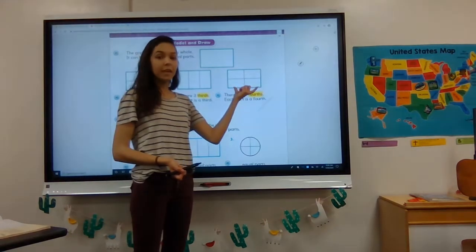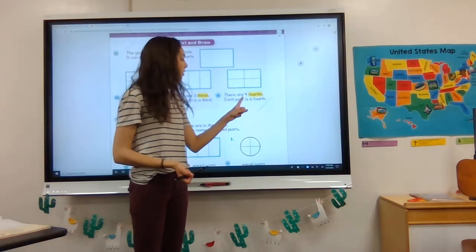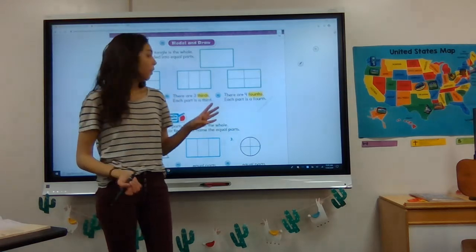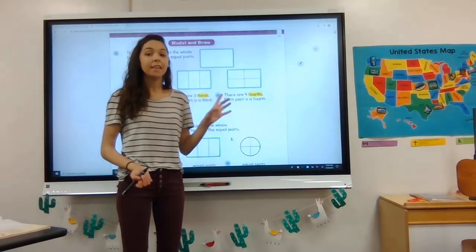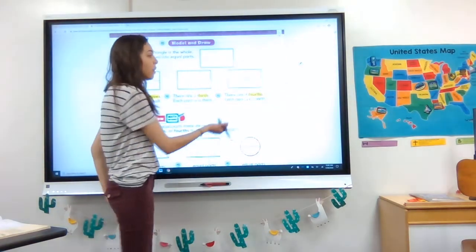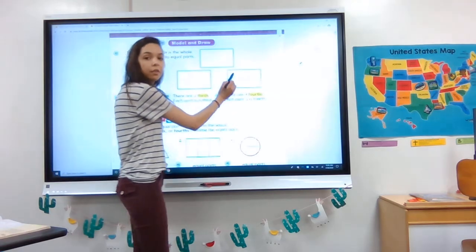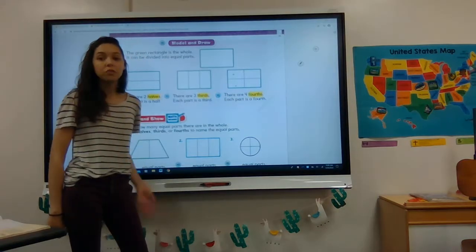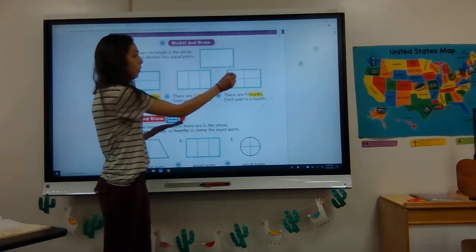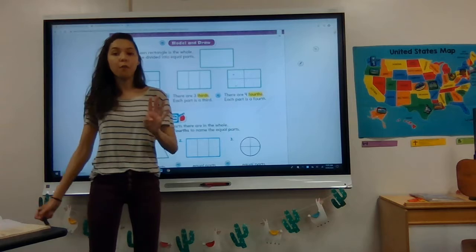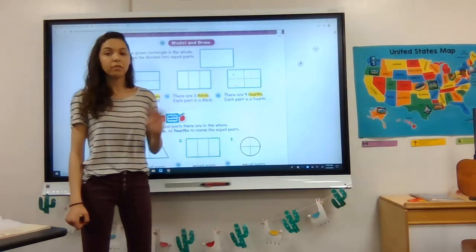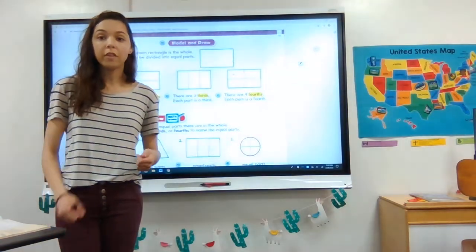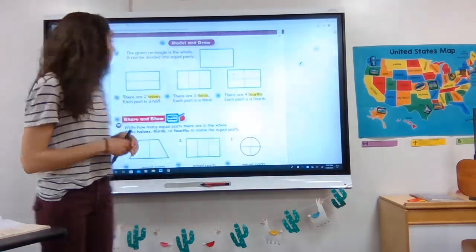If I look at this rectangle, okay, I have my whole rectangle and I've divided it into 4 fourths. All right, each part is a fourth. All right, so 1 fourth, 1 fourth, 1 fourth, and 1 fourth. So how many fourths are there? 1, 2, 3, 4. 4 fourths. All right, so remember they have to be equal. One is not bigger than the other, one is not smaller than the other. All of the parts are equal.